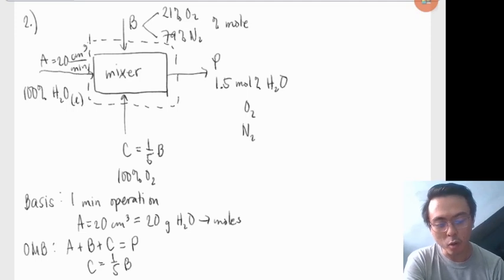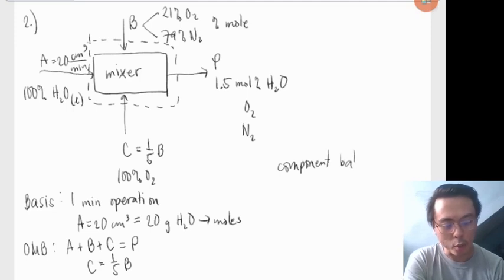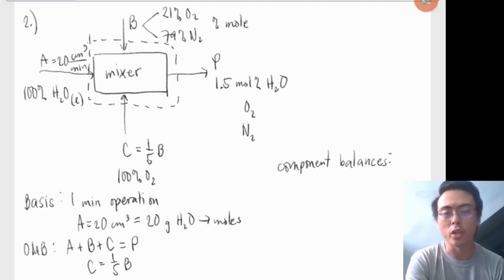And then after the OMB, you perform the component balances. We have three components. So therefore, you can perform three component balances, but in this case, you will only be needing two component balances, or maybe just even one. So you would have to check.